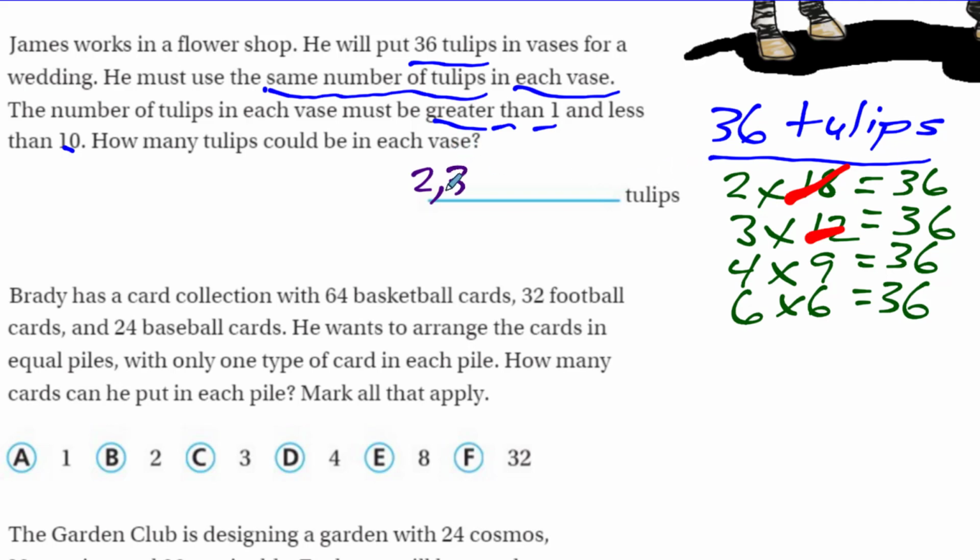We could have 3. Yes, because 3 times 12 is 36. We could have 4 tulips in each vase because 4 times 9 is 36. Could we have 6? Sure. 6 tulips in 6 vases. And then finally, could we have 9? Yes, it's still less than 10, which is important. So we could actually even have 9. So we could have 2, 3, 4, 6, and 9 tulips in each vase, and they would add up to 36 tulips altogether with all the number of vases.